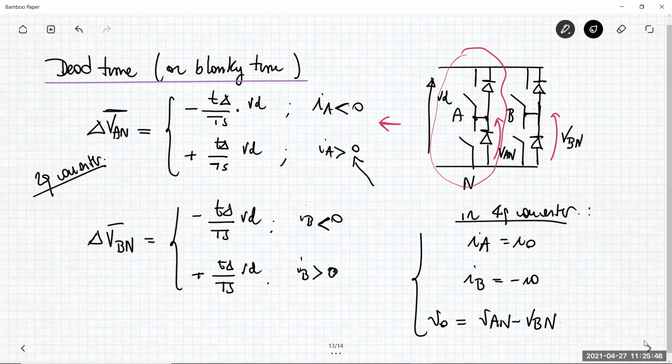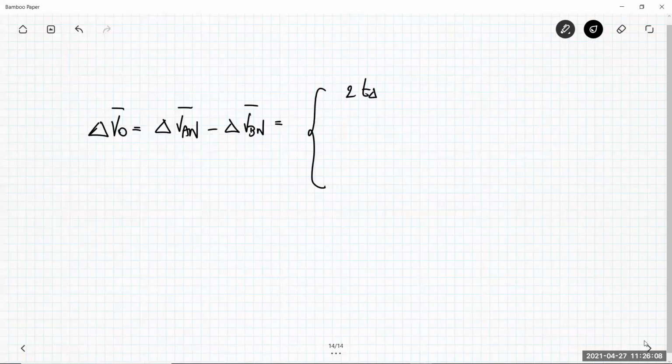So when the current is negative, it means that IA is negative, IO negative, and IB is positive, negative IO negative. So basically, when you get the difference, you can get d delta over Ts multiplied with d when the current is positive, or negative d delta over Ts with d when the current is negative.